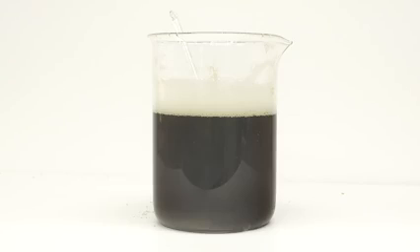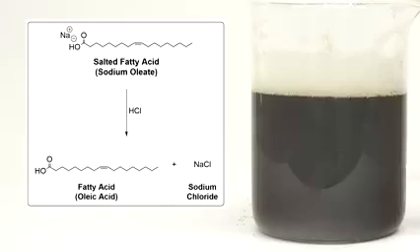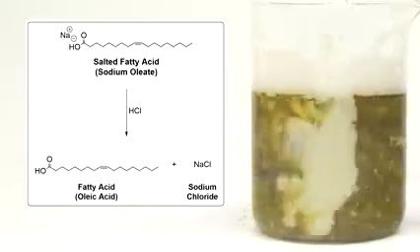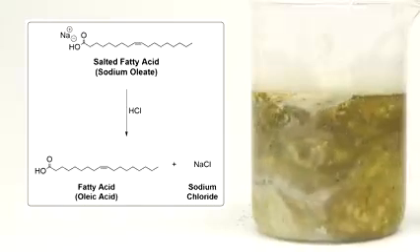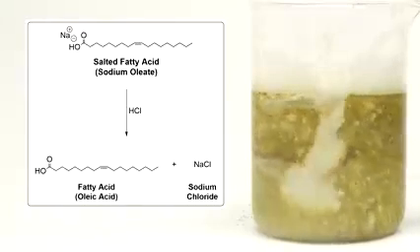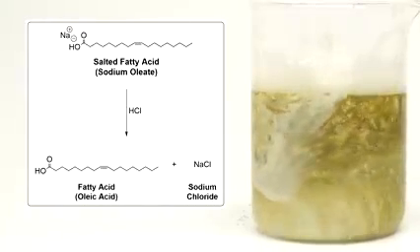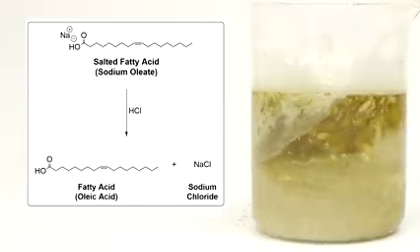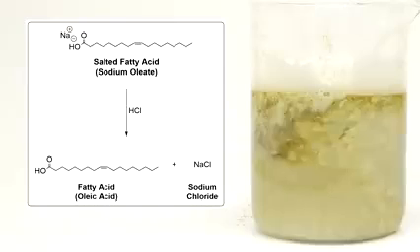After a little bit of warming and a lot of stirring, everything eventually dissolved and we're ready to add the acid. When the hydrochloric acid is added, it immediately reacts with the salted fatty acids and converts them back to their unsalted form. The sodium chloride side product is just going to dissolve into the water, but the fatty acids are insoluble, so they're going to separate and float to the top.